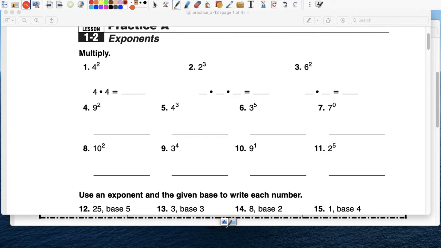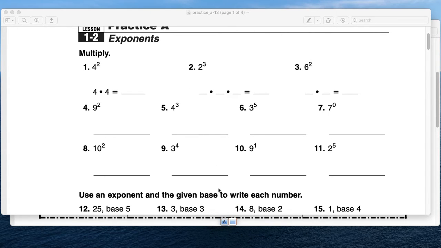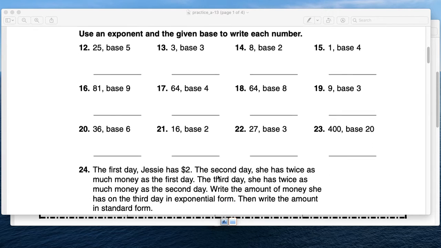And then we have a few at the bottom. Let's see if you got that. Move this up.